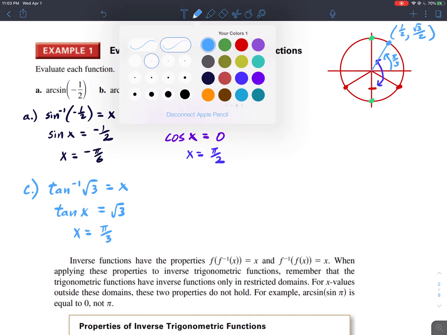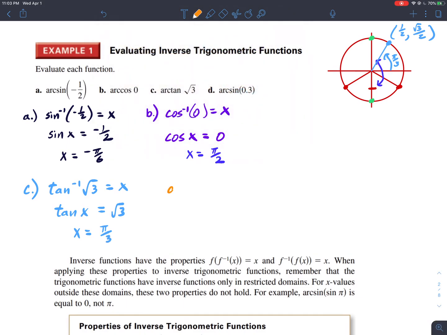All right, one more in this group of questions. D, arc sine of 0.3. Well, this one's a little bit easier, only because the only way to calculate this one is on a calculator. So arc sine of 0.3 equals some unknown x, which means sine of x equals 0.3, but the simple fact is 0.3 is not a memorized value on the unit circle. That was not one of the values you were ever asked to memorize. If it was 16 points on the unit circle you have to memorize, that's not one of them.